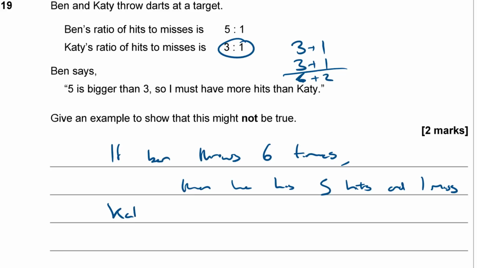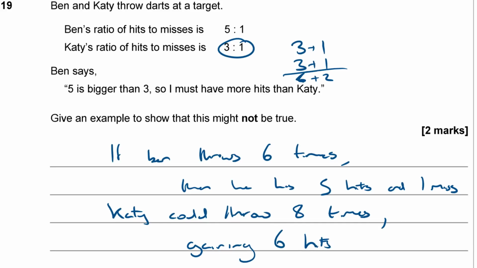So Katie could throw 8 times, gaining 6 hits and 2 misses. Okay, so we've given an example, haven't we? So we've given an example to show this might not be true. So if Ben throws 6 times, he gets 5 hits and 1 miss, and Katie could throw 8 times, gaining 6 hits and 2 misses. So she's hit more times than he has.